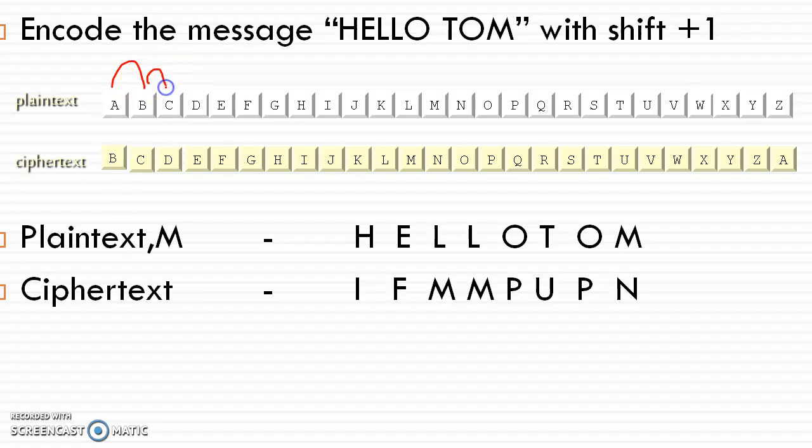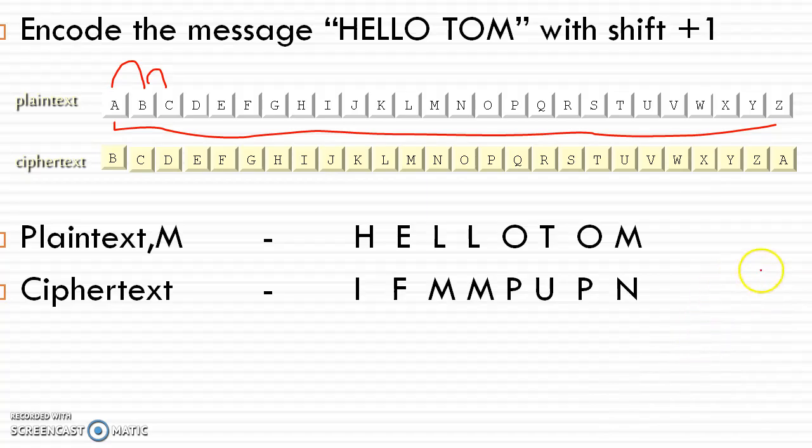B is shifted 1 place, so its corresponding ciphertext letter is C. In this way, you have to obtain all the ciphertext letters. Now for the Z, Z has to be shifted 1 place, so its corresponding ciphertext letter is A. So clear? Now we have encrypted all the plain text letters into corresponding ciphertext letters after shifting it 1 place. Now your second step is you have to encrypt your given message according to this table. Your first letter in the plain text is H.